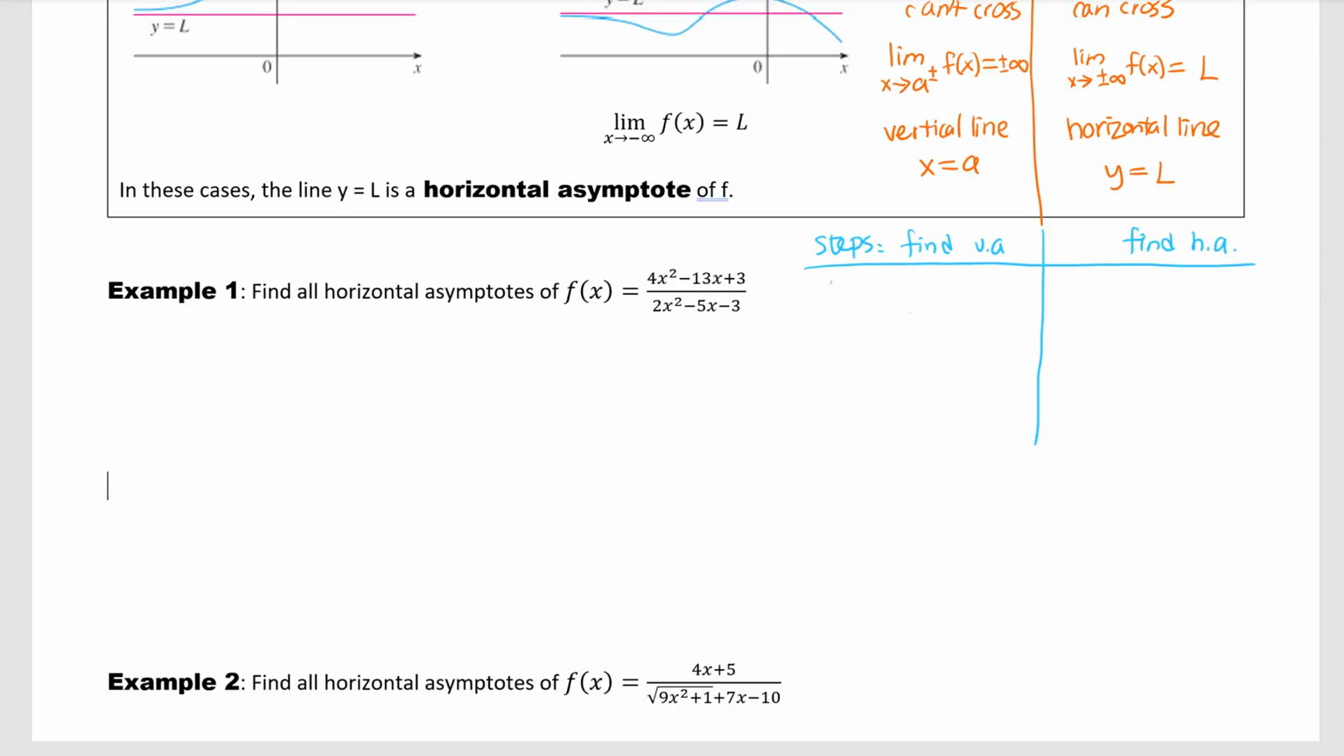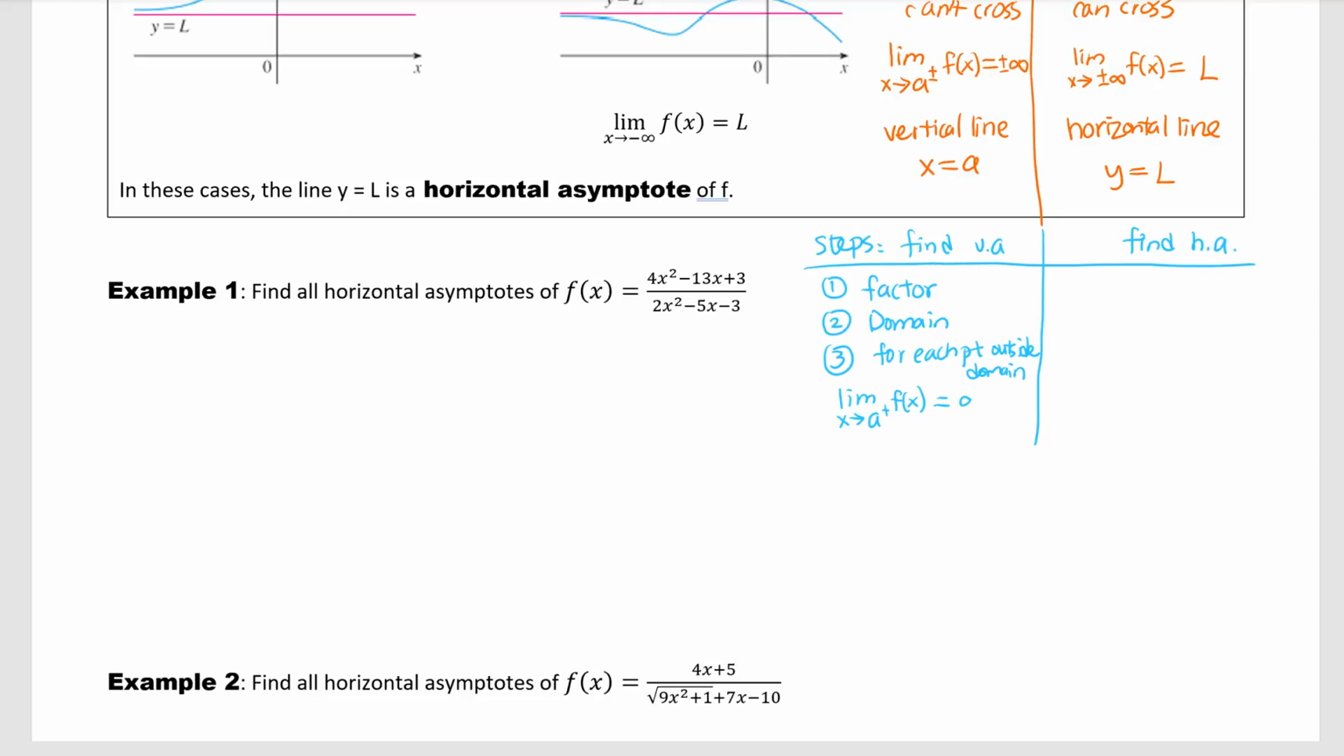Okay, so what are the steps? Do you remember? First, we want to factor. Okay, and then second, we want to figure out the domain. And then third, for each point outside of our domain, we want to check the limits. Okay, so we usually check the right side of the limits.